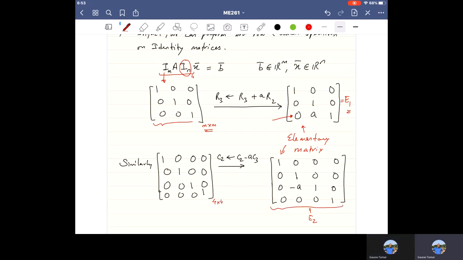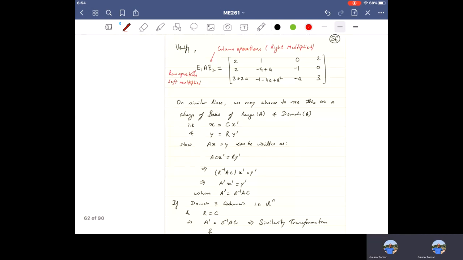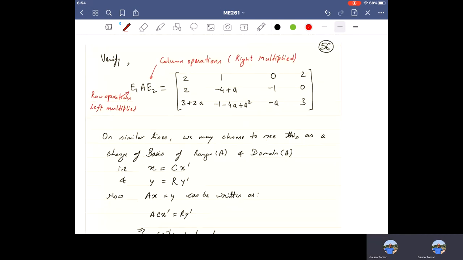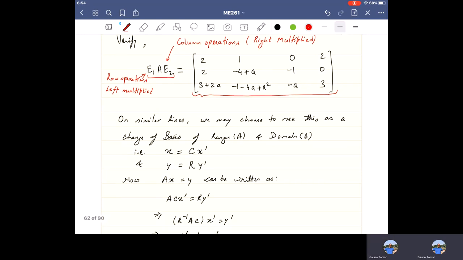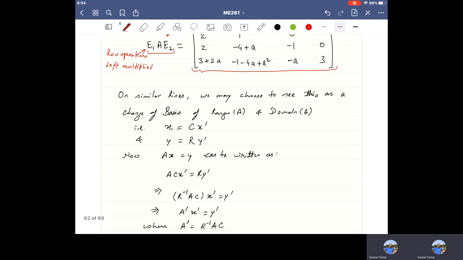Okay. So now we look at the representation modified by the elementary row and column operation matrices. We can look at it as E1 times A times E2, and when we do this multiplication, you will get the matrix that you got by performing row and column operations. And that also gives us essentially the mappings x to x prime and y to y prime.